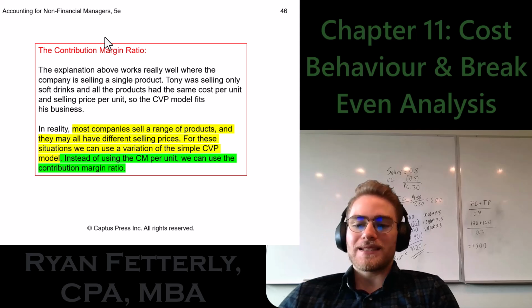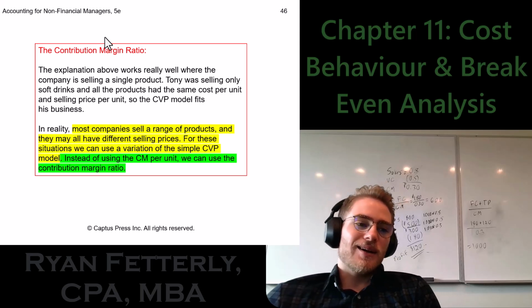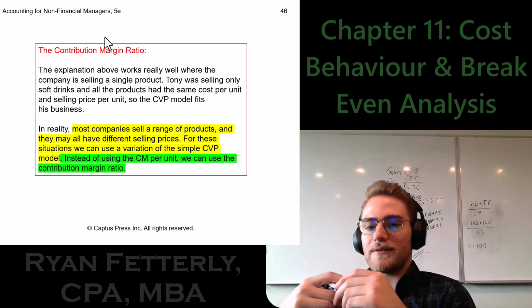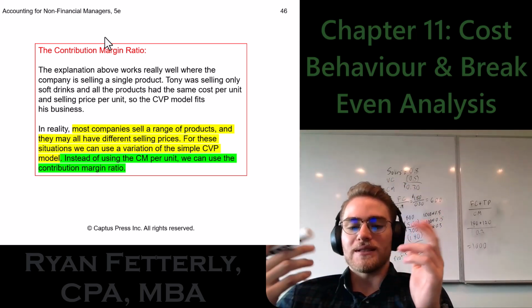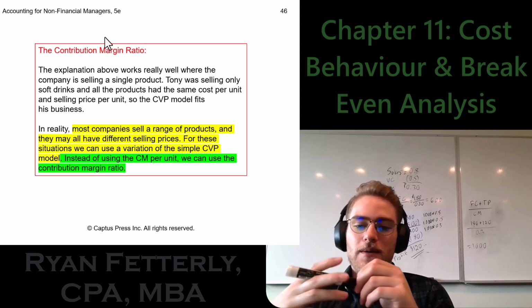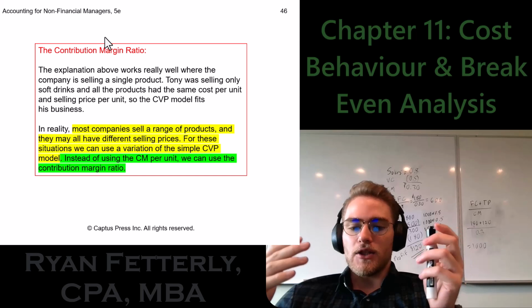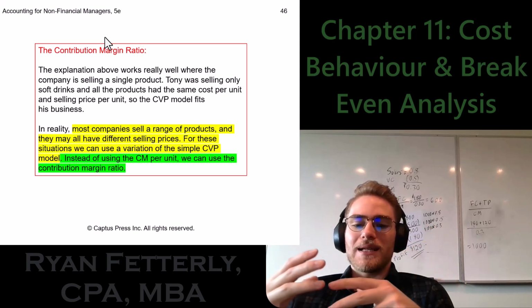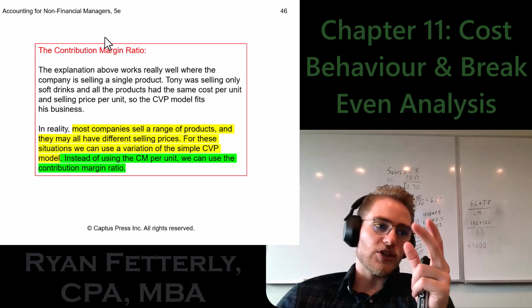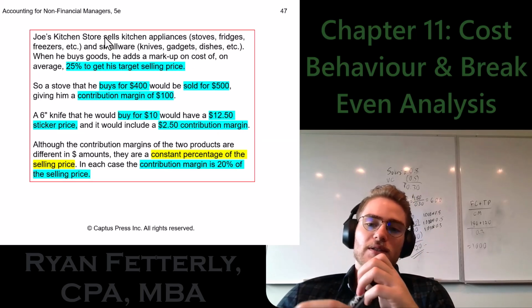In reality, most companies sell a range of products, right? They're not all at the same contribution margin. They may all have, say, different selling prices. For these situations, we can have a variation of the simple CVP model, and instead of using the CM per unit, we can basically use the ratio instead. So what's the average contribution margin ratio that we have across all of our units?